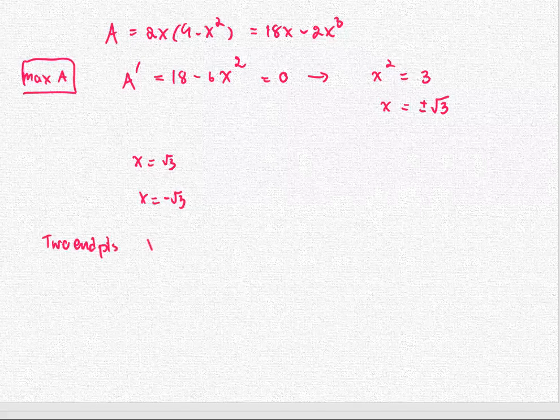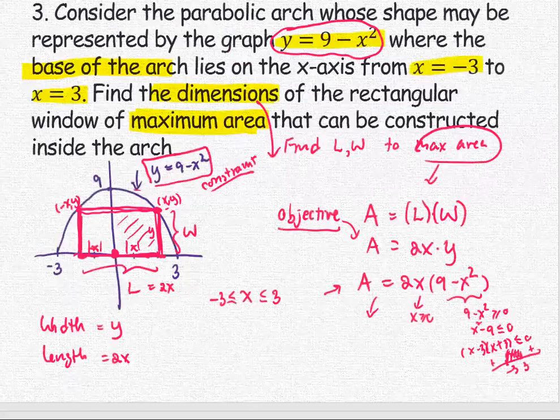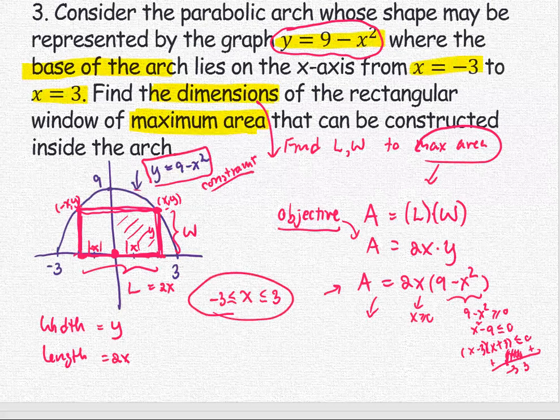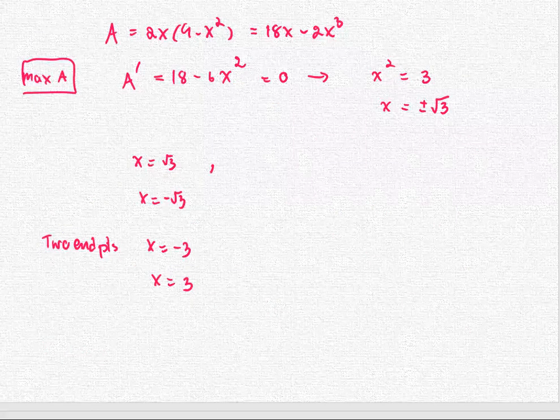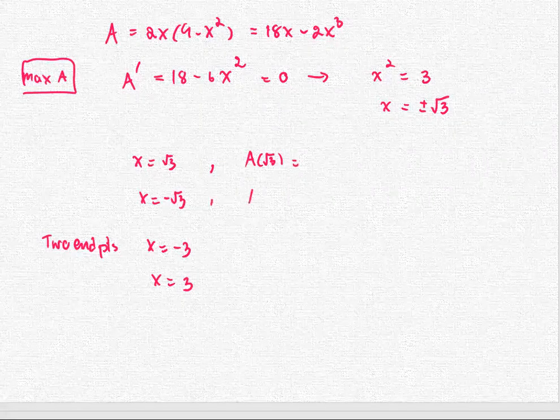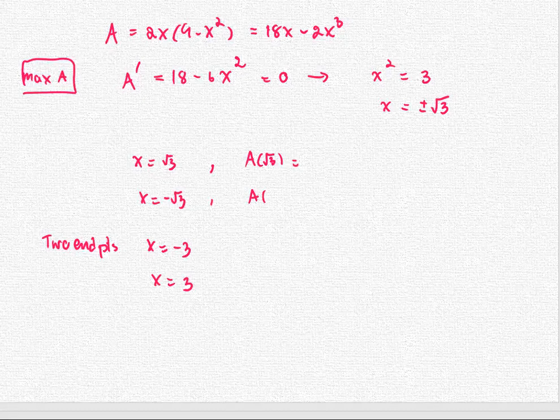So x equals square root 3 and x equals negative square root 3 are the critical values, and the two endpoints would be x equals negative 3 and x equals positive 3. Your goal is to find the dimensions x and y of the rectangular window of maximum area. So with the interval of interest and the critical values we found, we're going to use those to find the area. The maximum one is the one we are looking for.